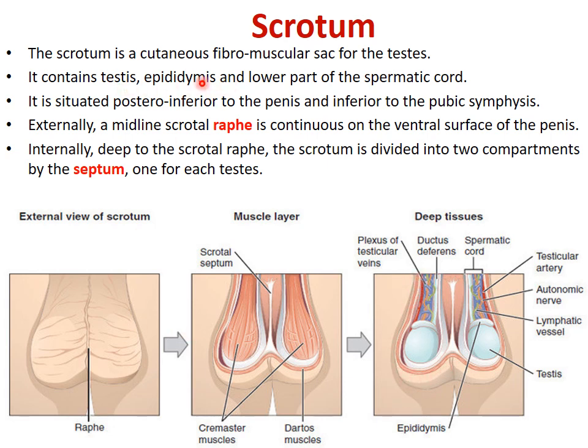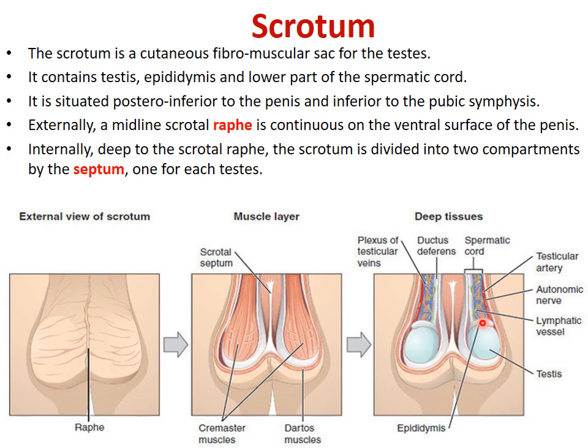It contains the testis, epididymis, and the lower part of the spermatic cord. Where is the testis? This is the testis. And where is the epididymis? Outside the testis, at the posterior medial side, we have this epididymis. The epididymis is usually seen above the testis, right? So it is coming from the back side and it is visible on the superior.